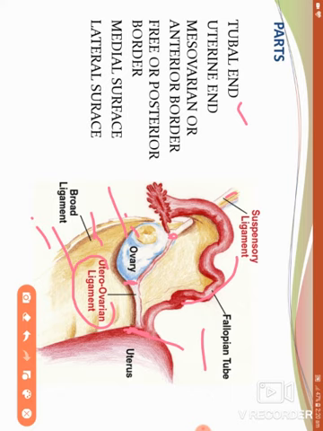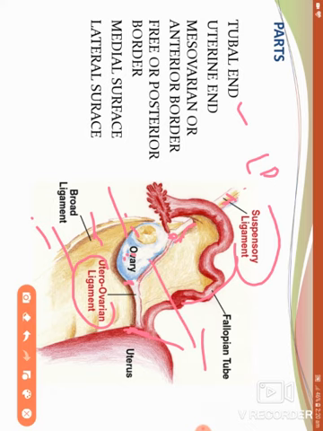This upper end is attached to the lateral pelvic wall by means of a peritoneal fold that is called the suspensory ligament. Through that ligament, the ovarian artery and vein go. So the ovarian artery comes through this ligament to the anterior border of the ovary and supplies the ovary. See, this is the anterior border, where you can see the ovarian vessels.